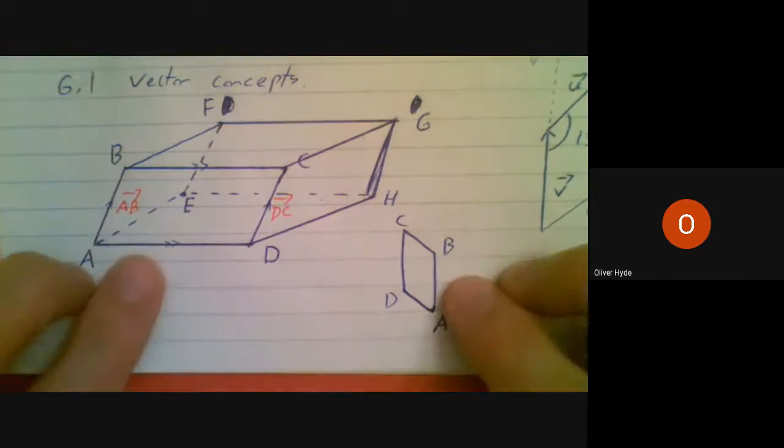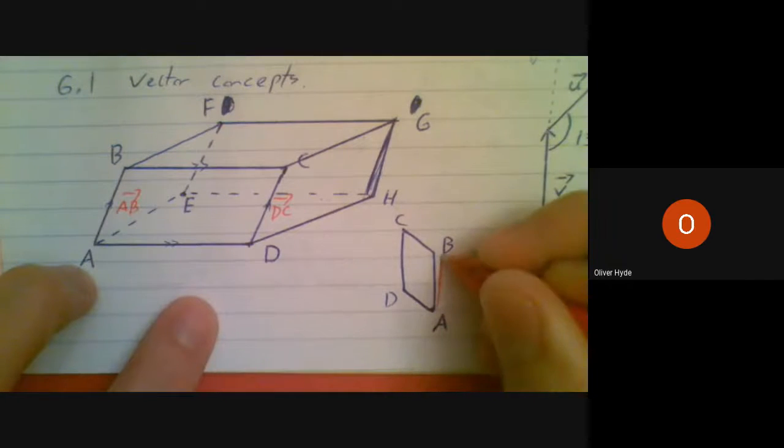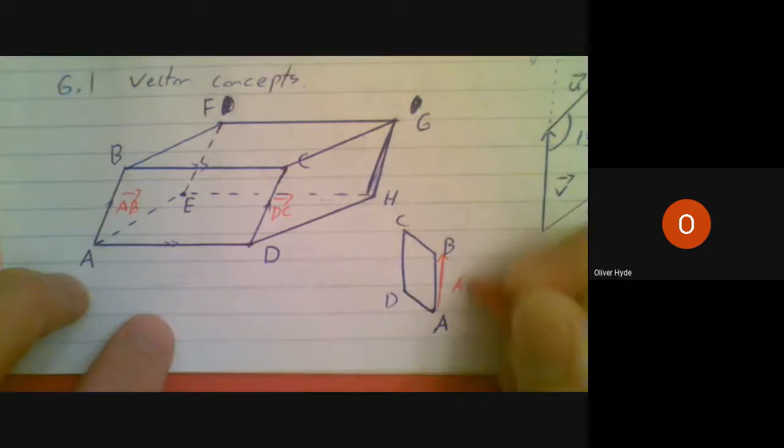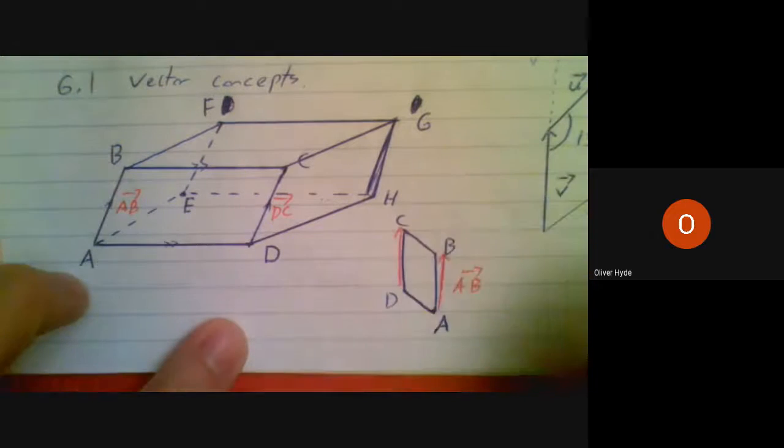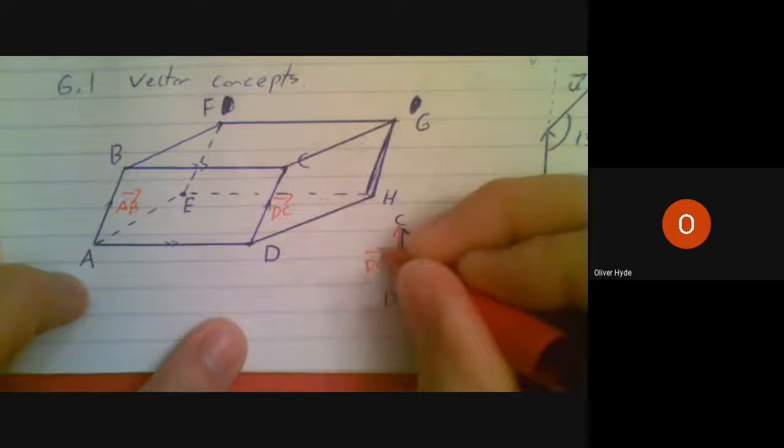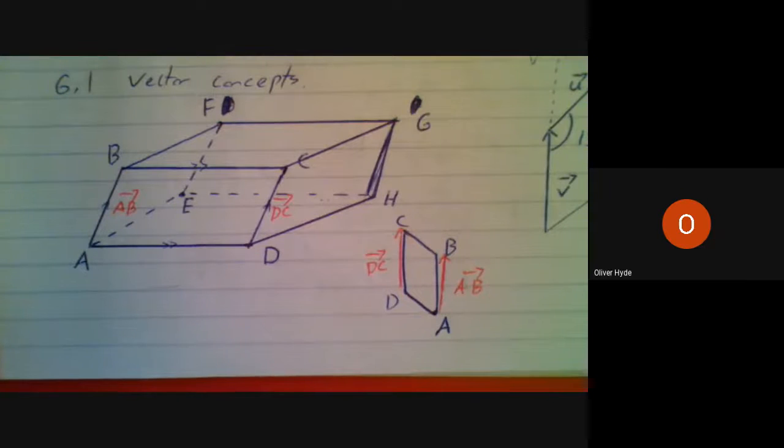Let's check that in this diagram. Where's the vector AB? There's the vector AB. And it is equal in magnitude and direction to the vector DC. This is why cyclic order is so important. Okay, that should come up a couple of times in your homework, so make sure you're ready for that.